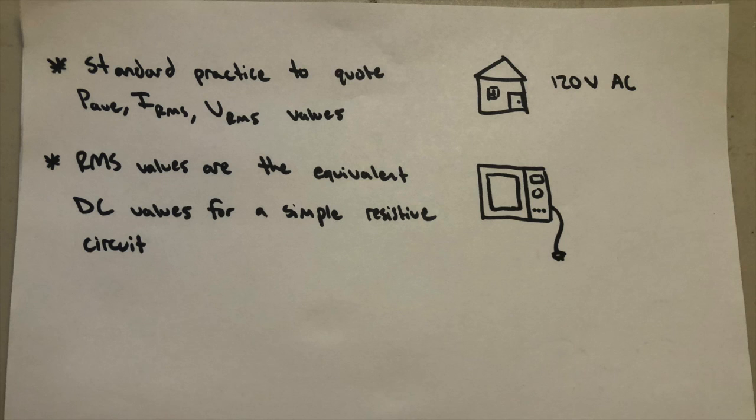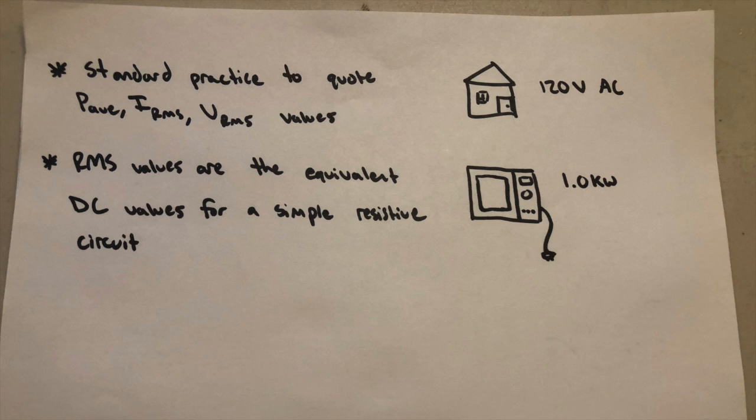And then in the case of a microwave, like in this case, it has a power of 1 kilowatt. So the average power that it consumes would be 1 kilowatt. That's not the max, that's not the min, that's the average, because it's constantly changing, constantly fluctuating.